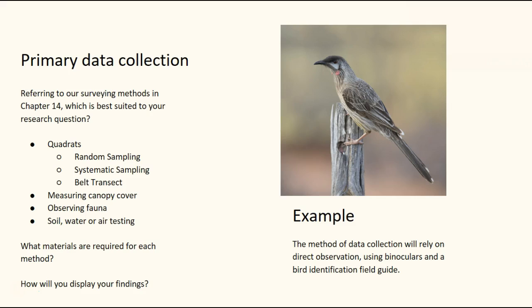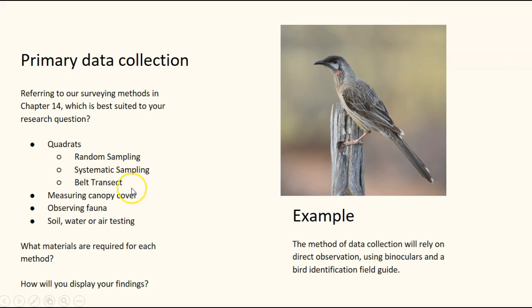Experimental design: what is the method in which we're going to test this theory and explore this concept? Our primary data collection, we started doing it in the garden the other day, and chapter 14 will help a lot with this. It outlines these 4 different types of sampling or surveying. Quadrats, which is what we were looking at, random and systematic sampling.